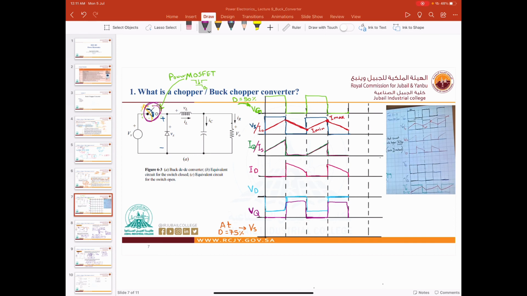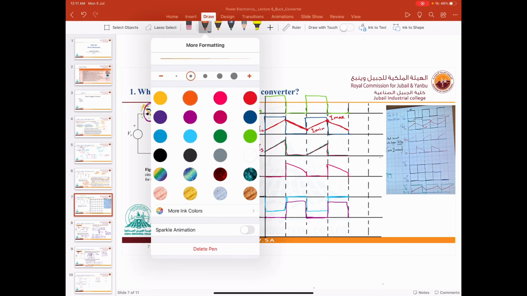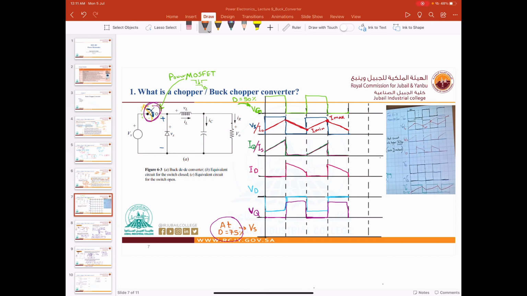Now let us only change the VS, or the duty cycle, to 75%, and let us see what will happen. Now this is VS, so what will happen, shabab? When the switch is closed, we will have a voltage, for 75%. Up to here is 50, and this is almost 75%, and the rest is 0. Then we go up for 75%, then we go 0. So this is our VS.